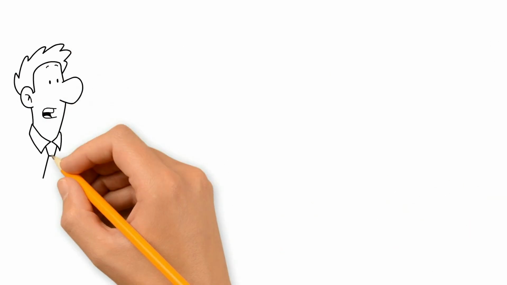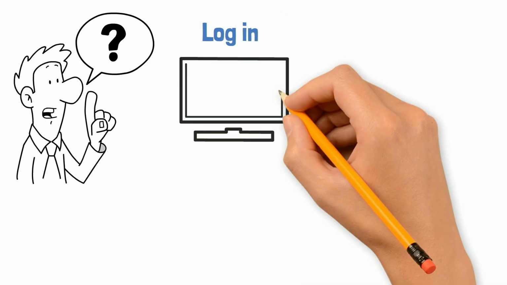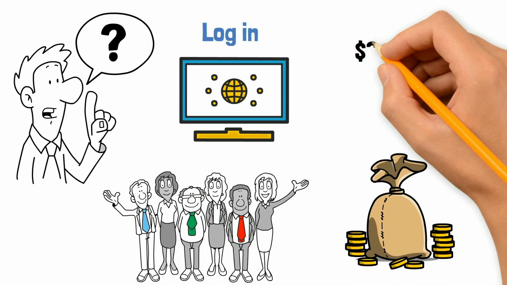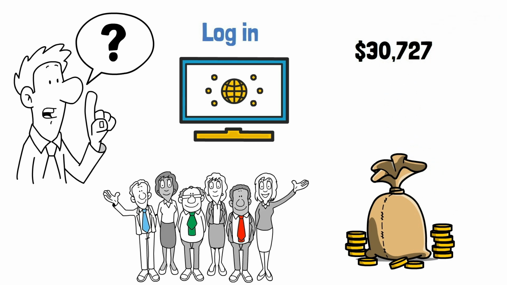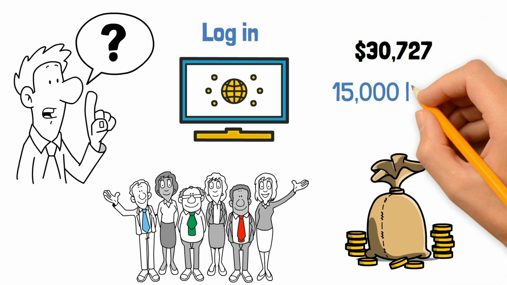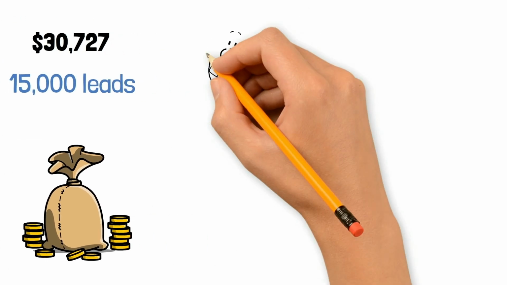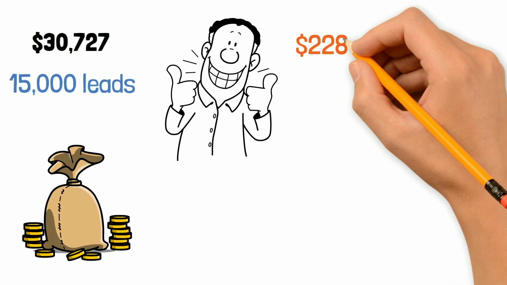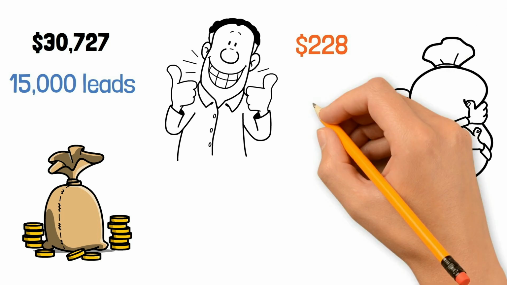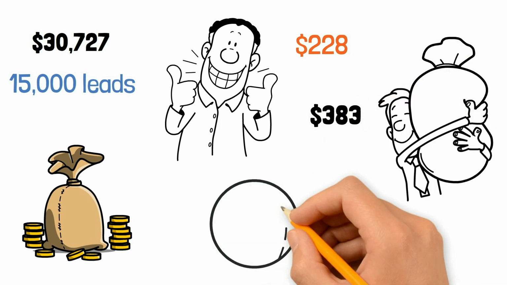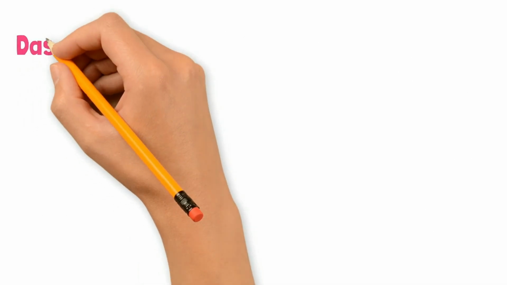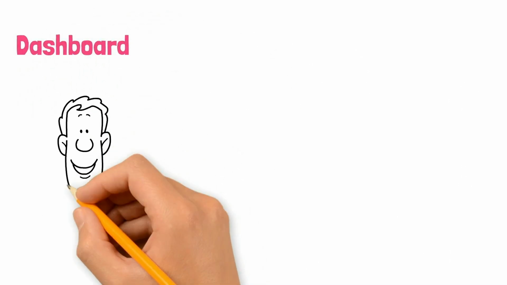and phone number. The first thing you'll see when you log into this website is a list of people who are already making money using it. And as you can see, this guy made $30,727 with 15,000 leads. So he's doing extremely well for himself. This one made $228, another $383. So there are lots of people using this site to generate money. Once you're in the dashboard, check out some of the top performing offers.